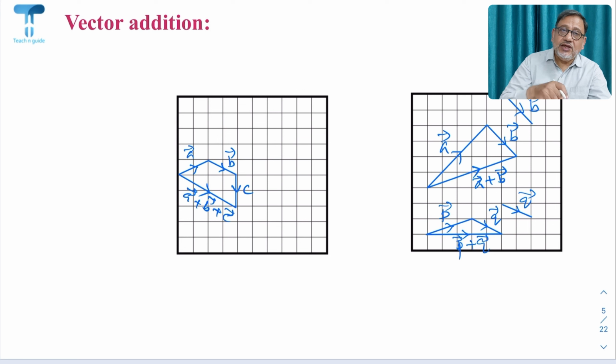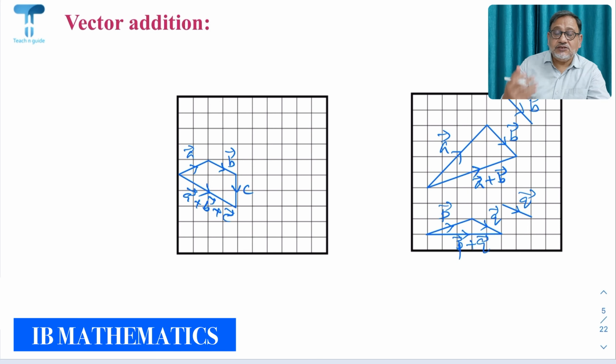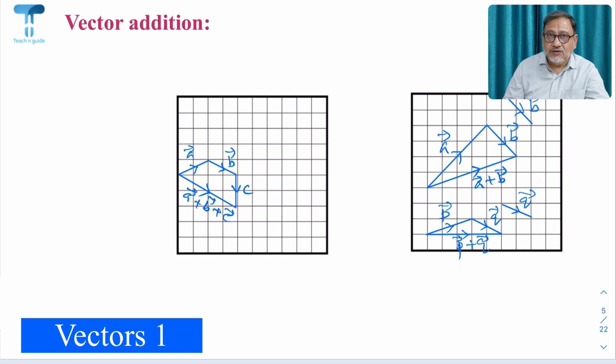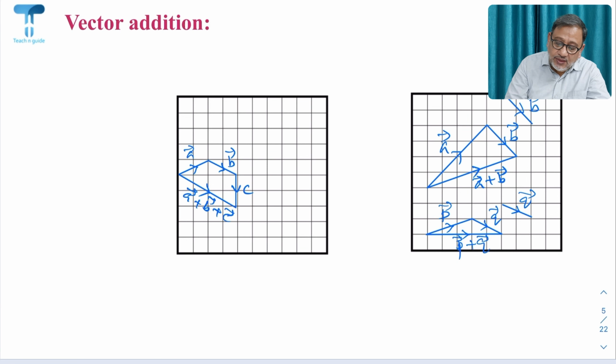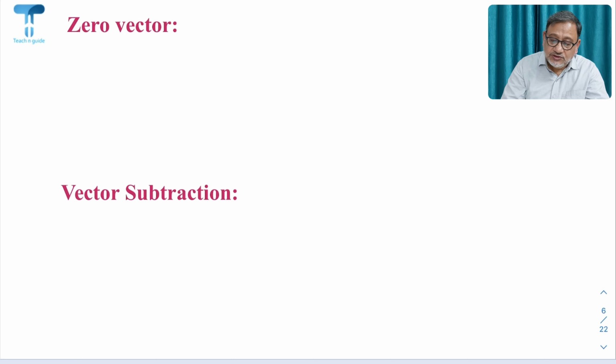Okay, so in any closed polygon, one side can be the addition of the other sides, whether there are three sides, four sides, whatever number of sides you have, but they should be in the same sequence. What I mean is, where one vector ends, the second vector starts, where the second ends, the third starts, like that. Okay then.